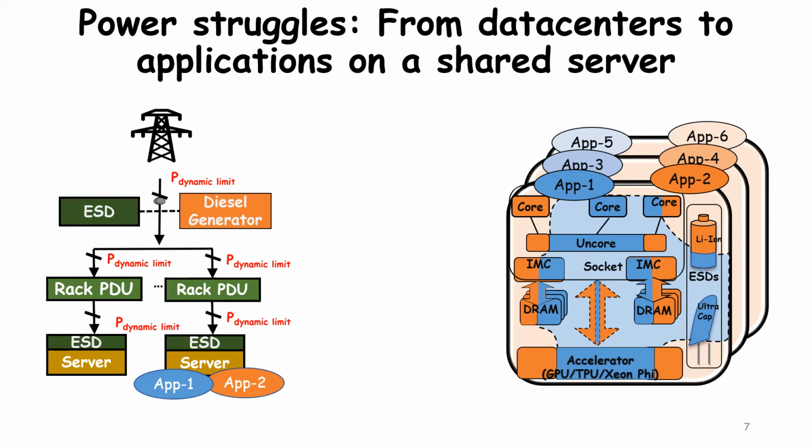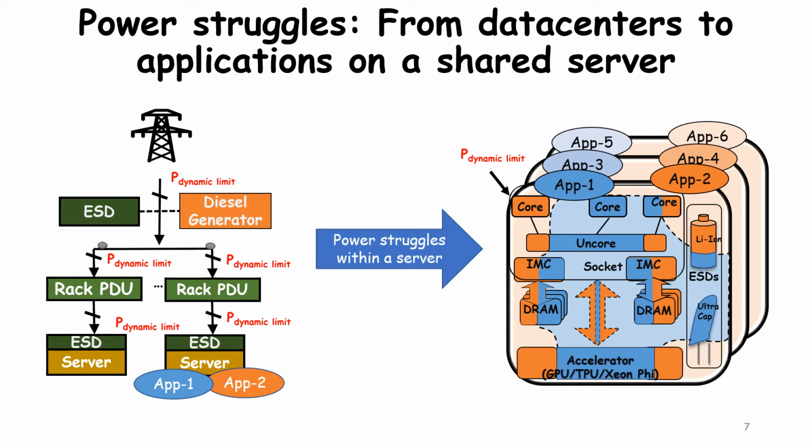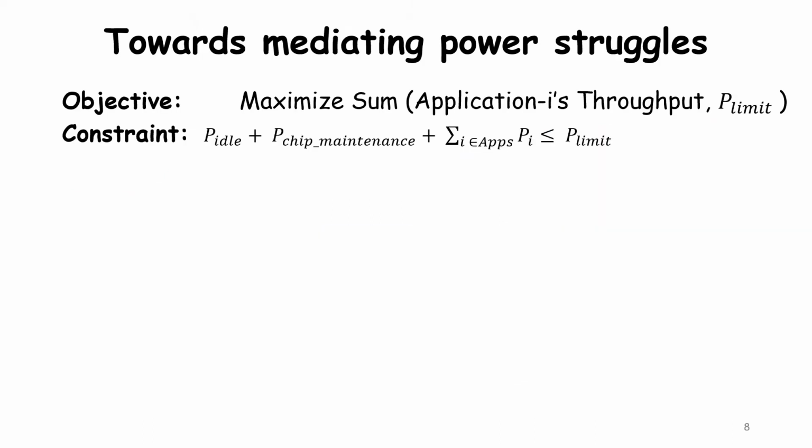However, when data centers and consequently servers are constrained in their available power capacity, these applications can still contend for the indirect resource of power, which is used in all the direct resources that are needed by an application. We refer to this as a power struggle. In this work, we focus on how to mediate power struggles on a shared server.